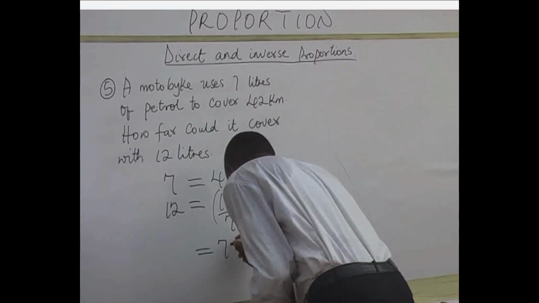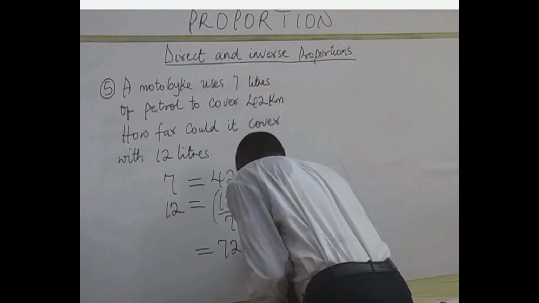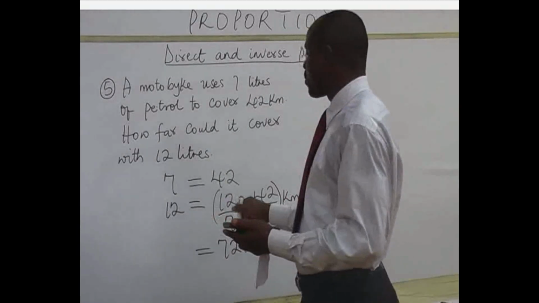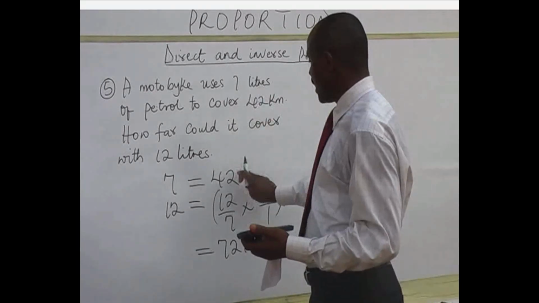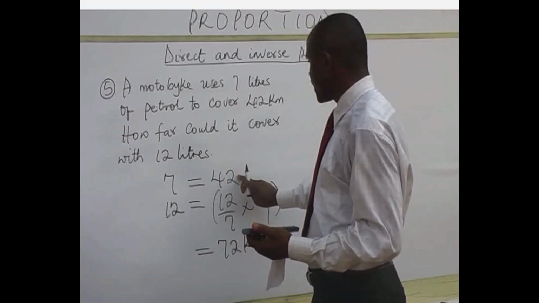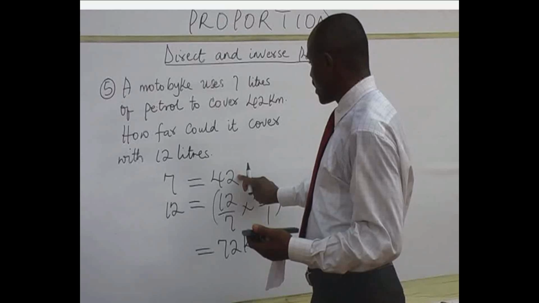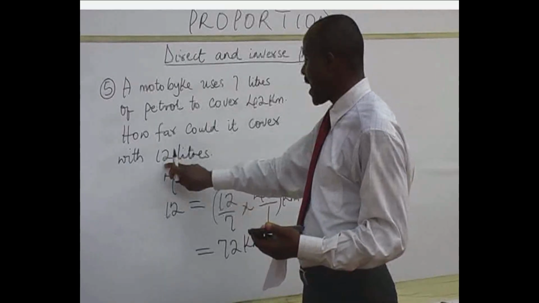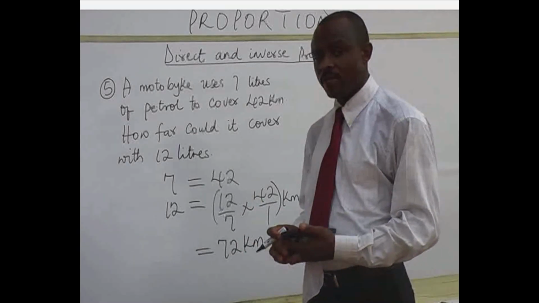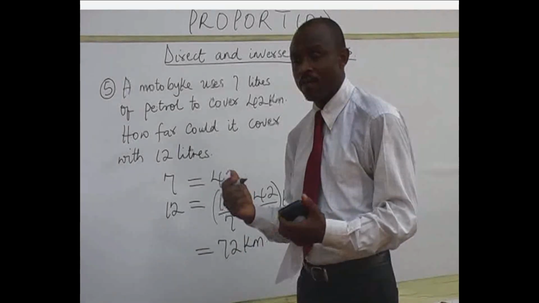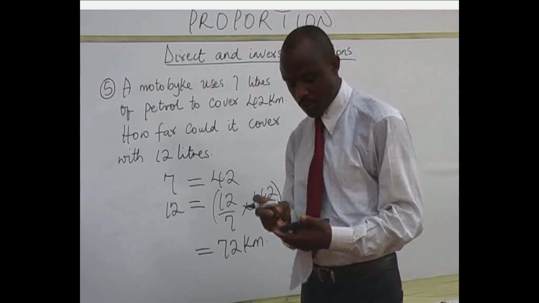You can see it. 72 kilometers. Direct proportion. When the number of liters was less, fewer kilometers were covered. Now that the number of liters is high, more kilometers were covered. This is an example of a direct proportion.